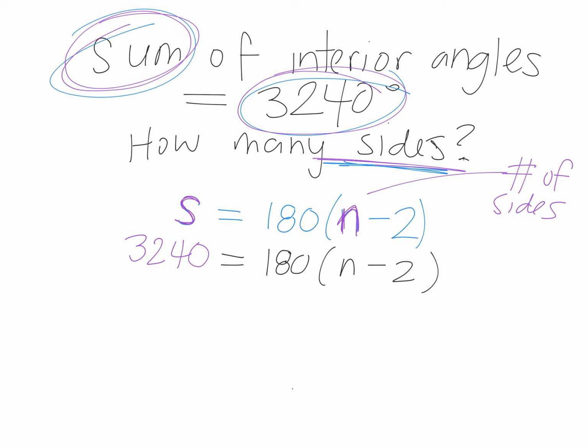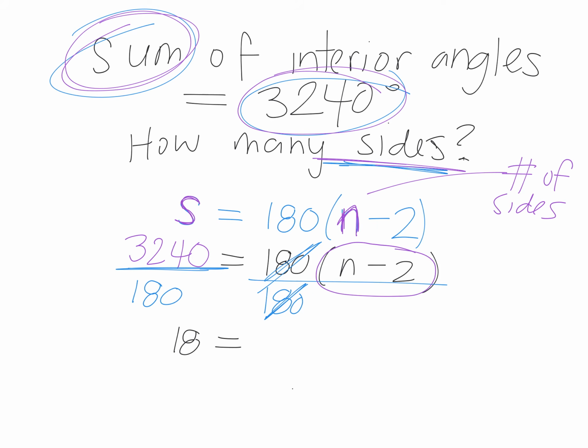I want to divide both sides by 180 because then that gets rid of this. My goal is to get n by itself. So whatever I do to one side, I have to do to the other side. So what's 3,240 divided by 180? Okay, 18 is equal to, what do I have left over on the right side still? N minus 2. I still have the n minus 2.